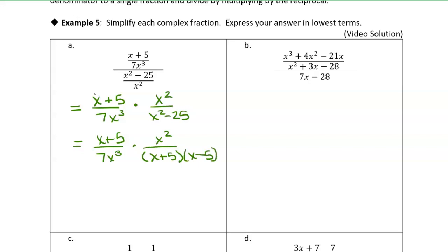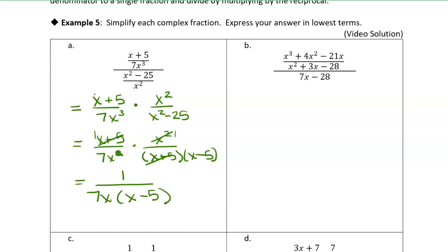And now you can see that we can cancel this factor of x plus 5. And then we can cancel these 2 factors of x, right? This is x times x, with 2 of the x's in the x cubed. So then we just have x in the denominator. Now we've canceled everything in the numerator, but remember, when I cancel something, this is really 1. I'm really left with 1. And so the numerator here is just 1. And then the denominator is 7x times x minus 5. And we're done.